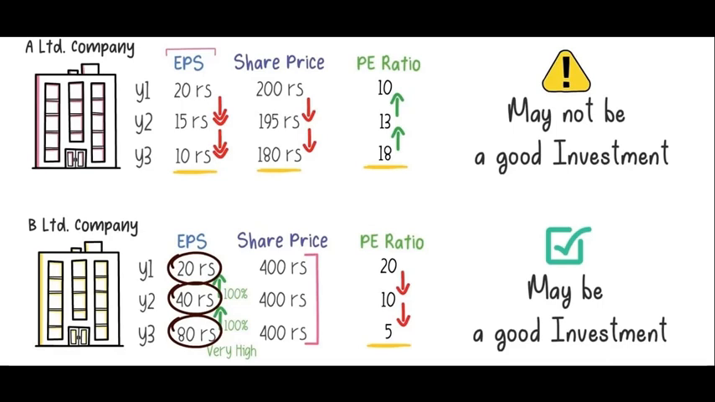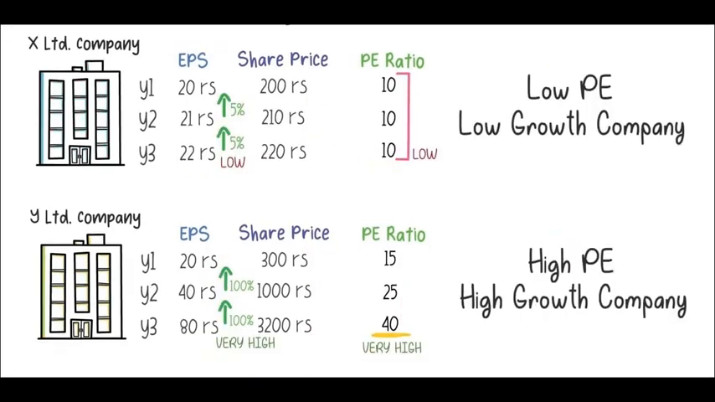A lower PE ratio indicates that the share is available at a lower cost, it is undervalued, and you can invest in that stock. We should also consider some other factors while comparing the PE ratio. We should not focus exclusively on PE ratio. So look at this example.